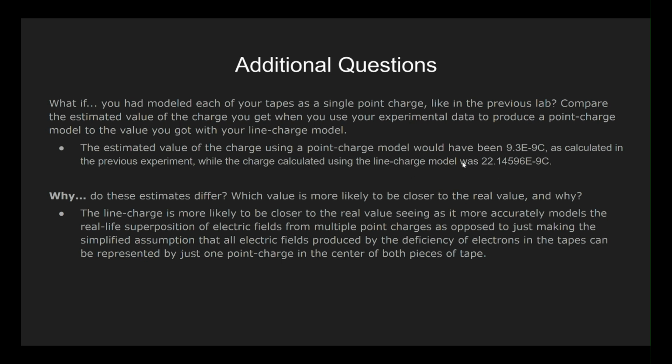The discrepancy between the two can be explained by the fact that the line charge model is more likely to be closer to the real value, seeing as it more accurately models the realized superposition of electric fields for multiple point charges, as opposed to just making the simplified assumption that all electric fields produced by the deficiency of electrons in the tapes can be represented by just one point charge in the center of both pieces of tape.